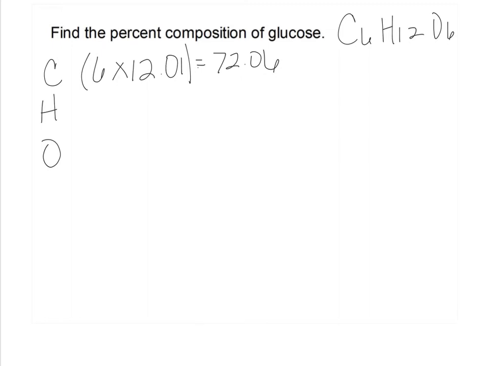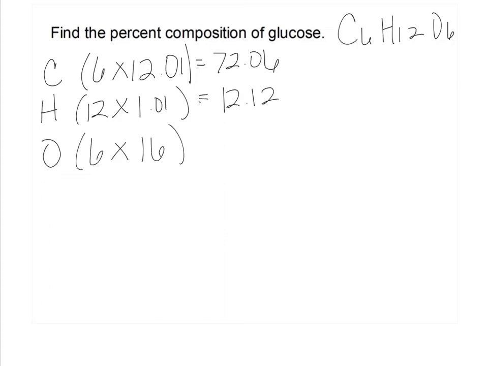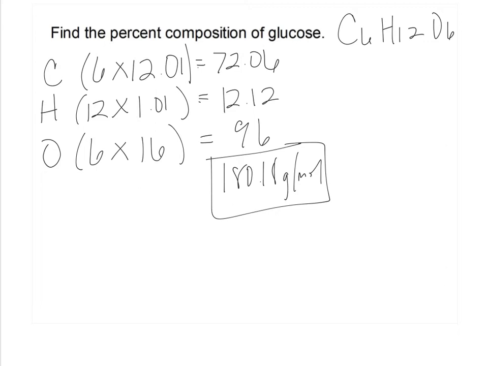And then we've got 12 hydrogens. Each hydrogen weighs 1.01, so 12.12 is my total hydrogen. My total oxygen, 6 times 16, is 96. Okay, so if I add all these up, I get 180.18 grams per mole. So this is the molar mass of glucose.